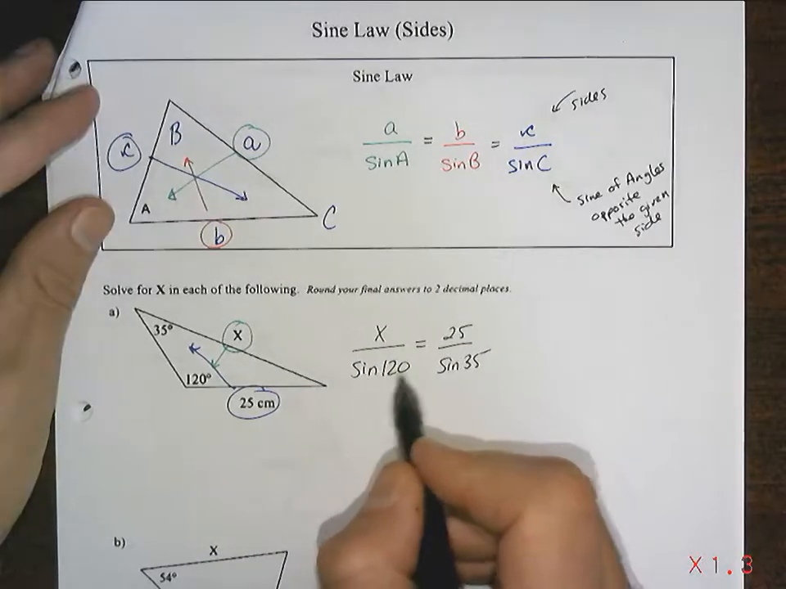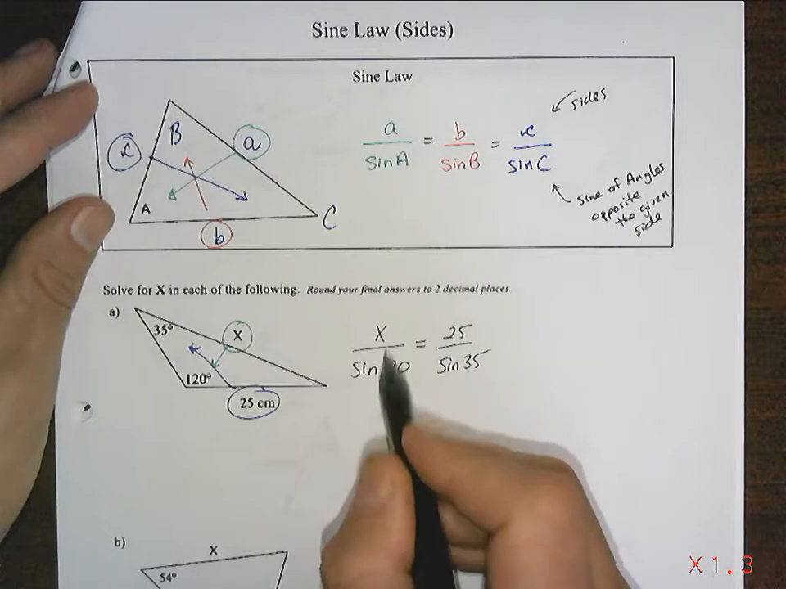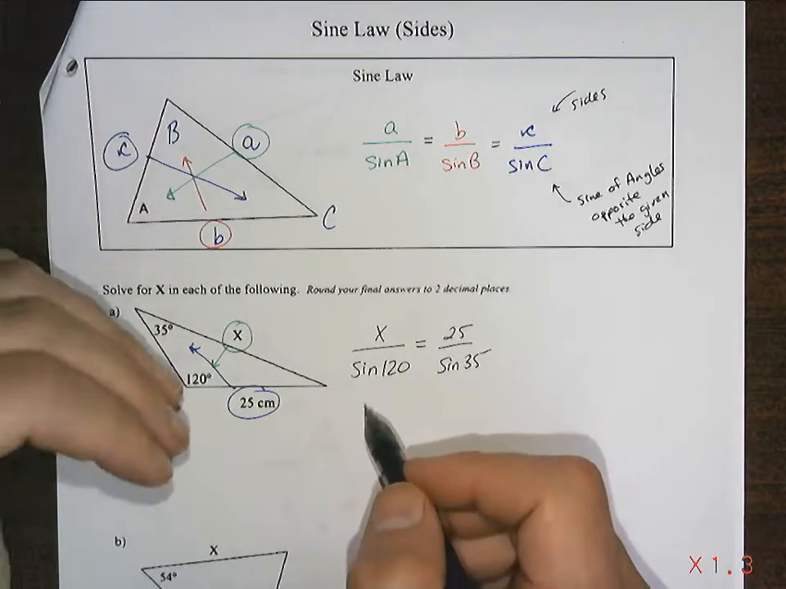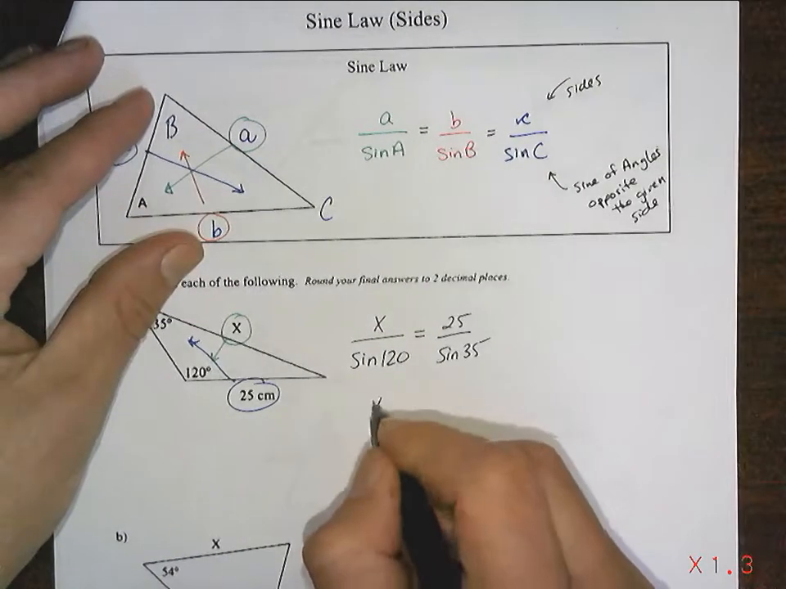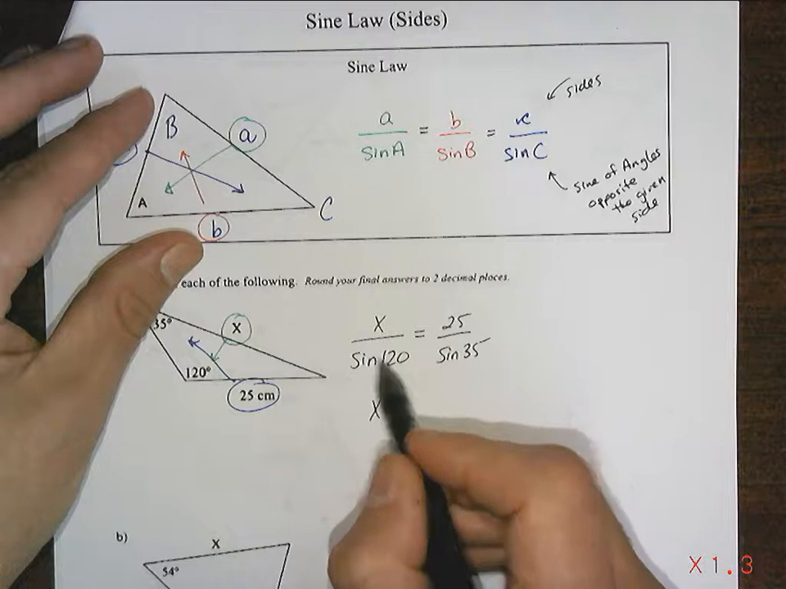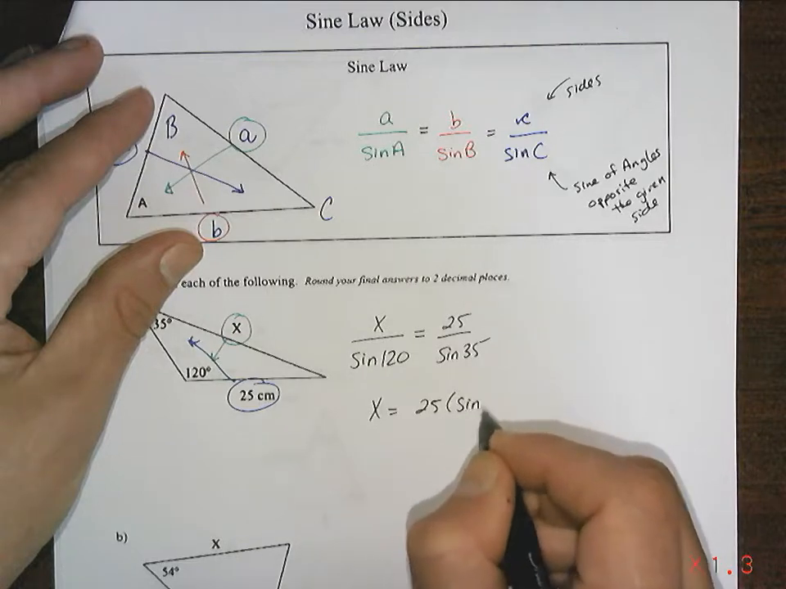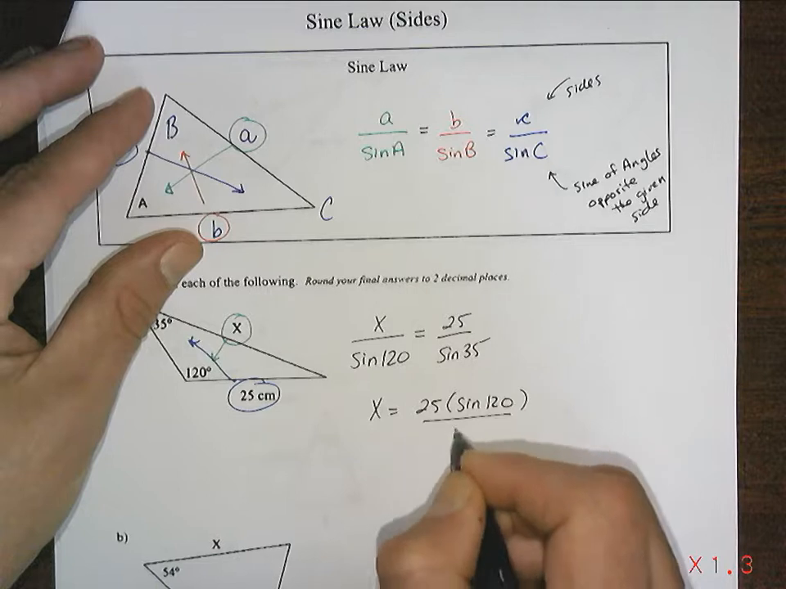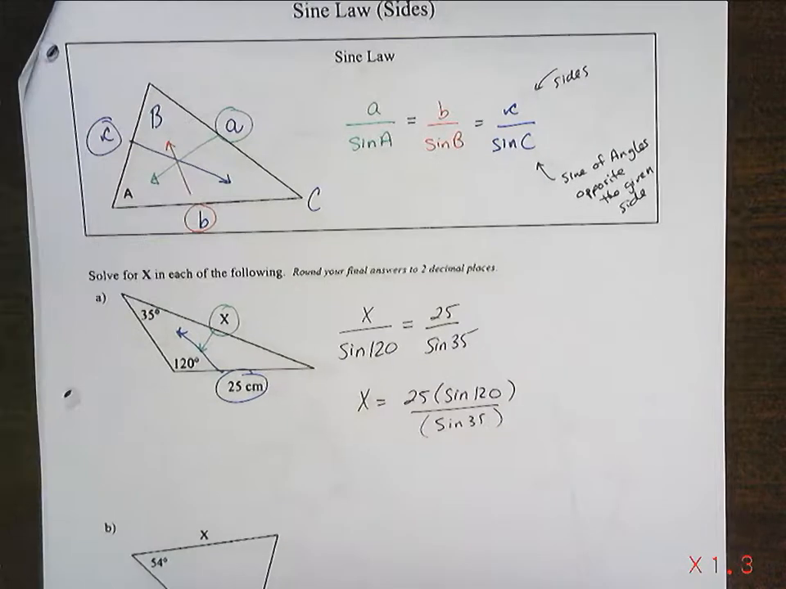So sine of 120 is just a decimal. Okay, so we need to solve this for x. We need to get x by itself. We're going to do that by multiplying both sides by sine of 120. So that's going to look like this. If we multiply both sides by sine of 120, that'll reduce on this side, leaving me with 25 sine of 120 over top of sine of 35. And that's worth a second mark.